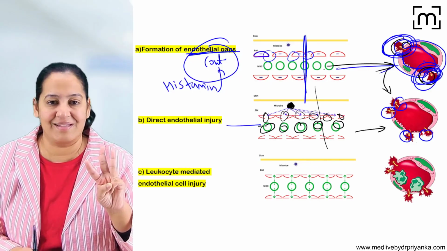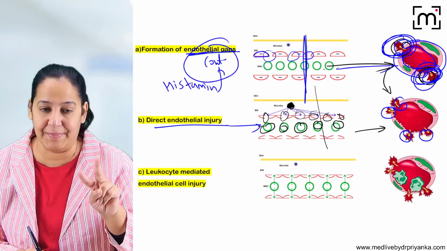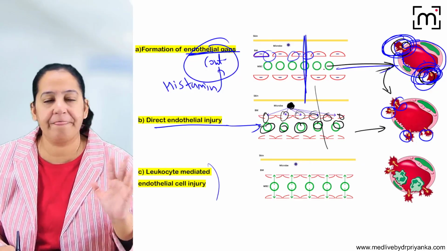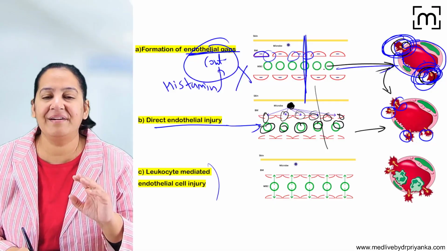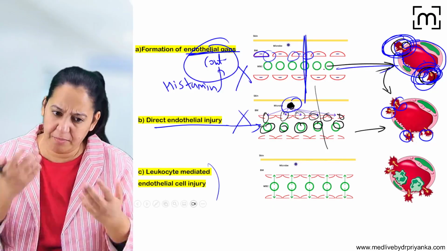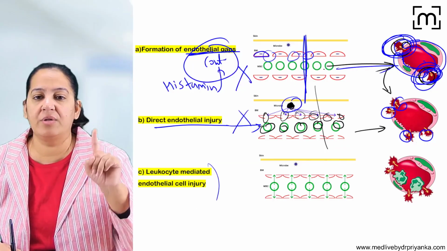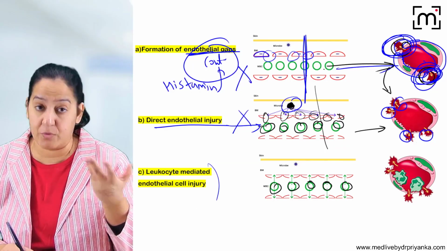Coming to the third mechanism. The second mechanism was endothelial injury by the injurious agent, the terrorist. In the third mechanism, the gaps are not created by endothelial contraction, for example, and the terrorist is very weak, also not creating the gap. So you'll say, ma'am, then how will the WBC go out? You are saying neither endothelial cell contraction is taking place, nor the terrorist is creating the gap, but we want to create the gap.